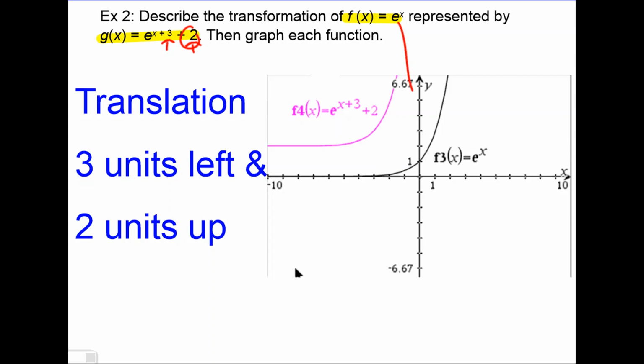The original is the black line. The new function is the purple line. And from there, you're just going to graph on your paper. Again, Control T is going to give you the table.